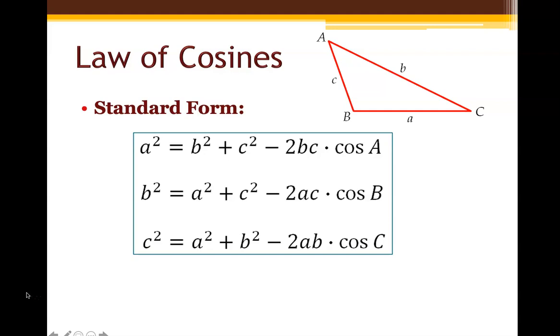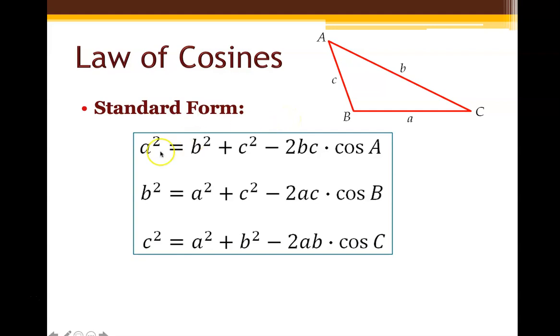First is what's called the general or the standard form. It's these three formulas below. A squared equals b squared plus c squared minus 2bc times cosine A. B squared is a squared plus c squared minus 2ac cosine B, and c squared is a squared plus b squared minus 2ab cosine C. It's designed to be used in triangles where you have an angle B, across from it is side b, angle A across is side a, angle C across from it is side c. It works whether it's a right triangle or not.